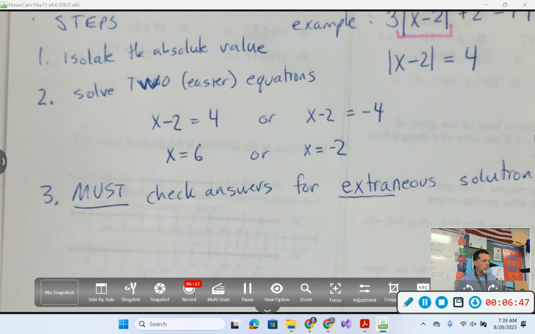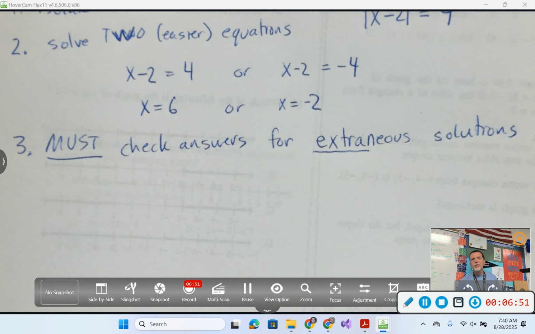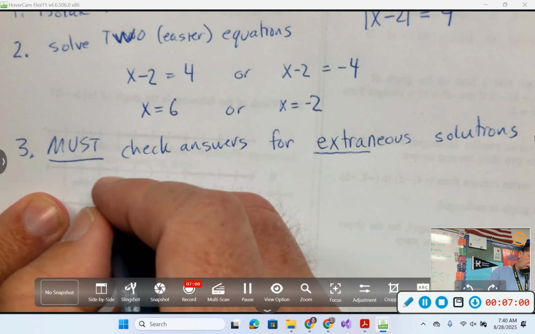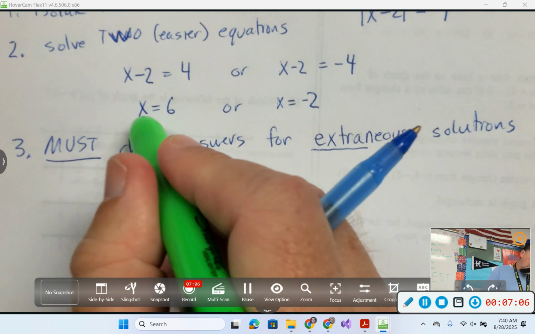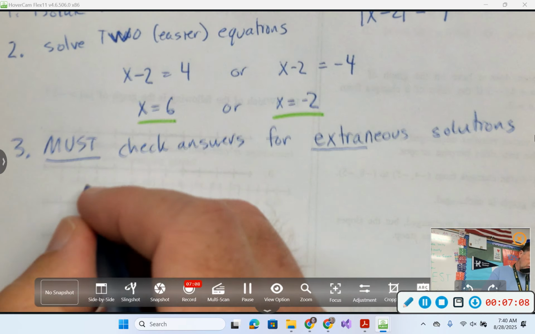Extraneous solutions. Those are solutions that you didn't do anything wrong, but they still don't work in the problem. So let's check ours. We've got to check 6 and negative 6 here, and when we check them, we check all the way back in the original.